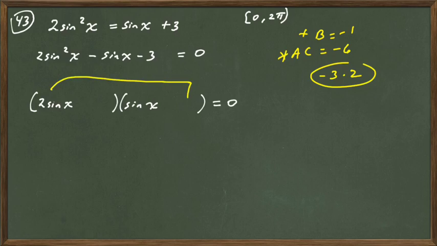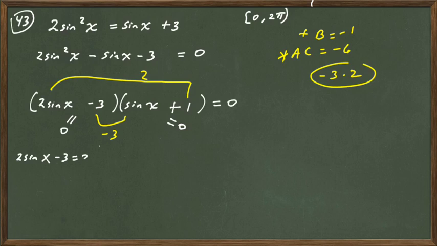2 goes into the 2, and here's the negative 3. So again, 2 times what is 2? 2 times 1 is 2. 1 times what is negative 3? Well, that'd be a negative 3. Now I have 2 things multiplied equaling 0, which means one of these has to equal 0. If you add 3 and divide by 2, what would you have? You'd have to add the 3 and then divide by 2.